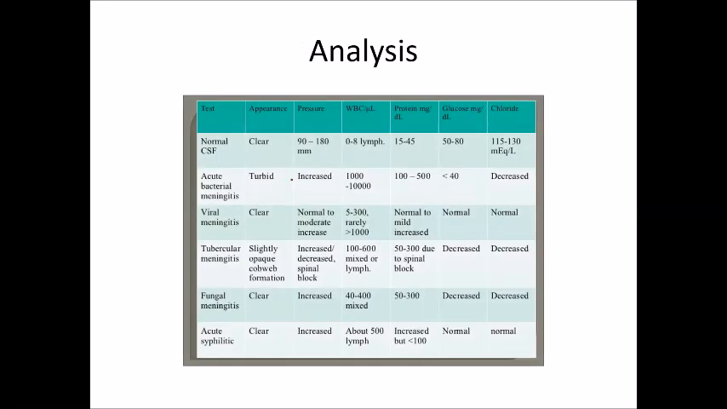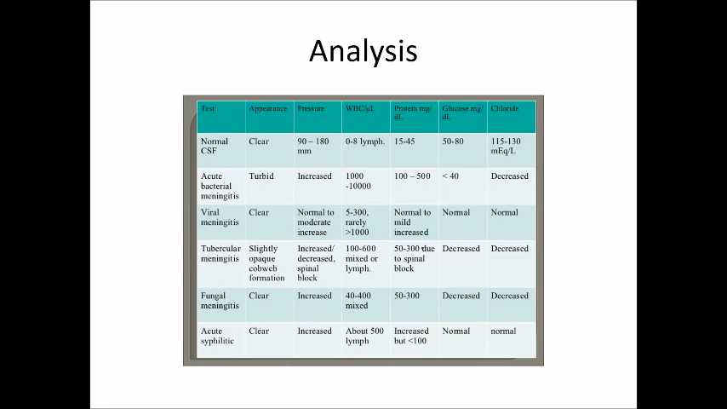So in CSF analysis, we take the appearance, as we saw, turbid or cloudy that we just saw, or the opaque cobweb formation, or the clear one. And you should know the pressure, which usually can be high with bacterial meningitis. And then you take the white cell count, protein count, the glucose. Chloride is not that important like these three.